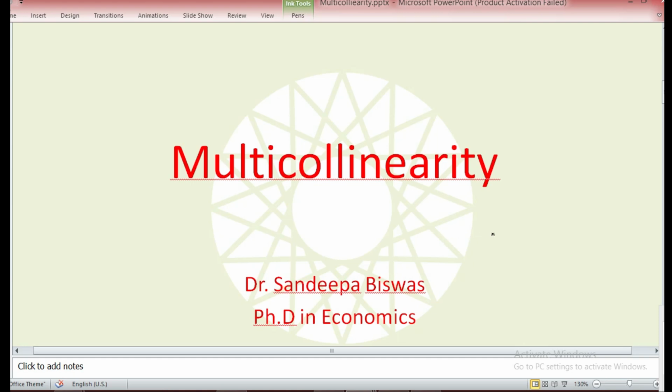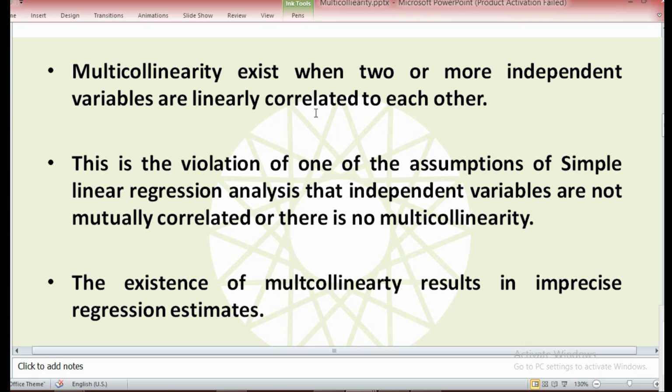In economics we try to figure out the relation among two or more variables, like one is the dependent variable and the other is the independent variable. The number of independent variables may be one or more than one. So multicollinearity exists when there are more than one explanatory or independent variables, like x, y, z, a number of independent variables may exist. But what is multicollinearity?